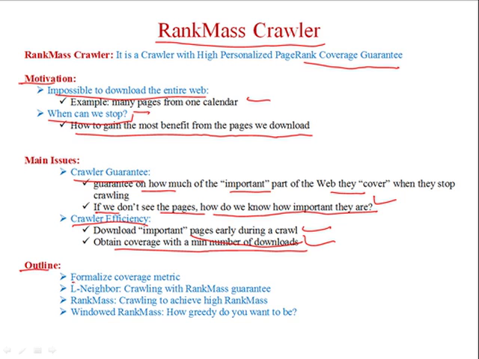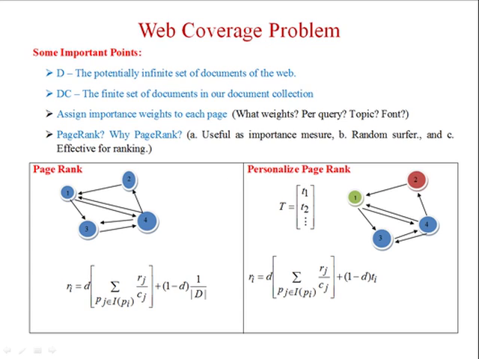So we are going to formalize the coverage metric. L-neighbor crawling with L-rank with rank mass guarantee, rank mass crawling to achieve high rank mass, windowed rank mass. How greedy do you want to be? So, the web coverage problem and personalized page rank.